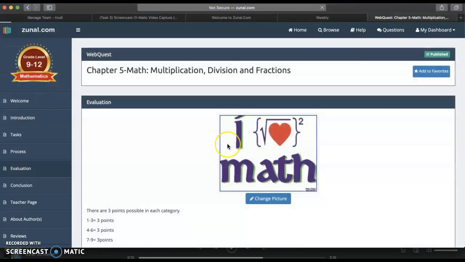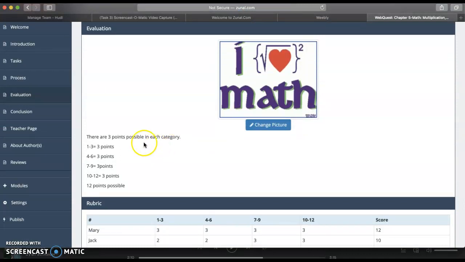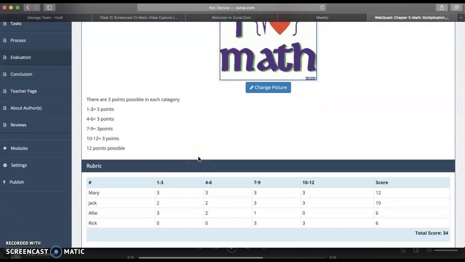The evaluation, so everything will be based off of 3 points. So 1 times 1, if you know that, you'll get a point. 1 times 2, therefore, and so on. Mary did the best. She got a perfect score. Jack got a 10 out of 12, which is pretty good. Allie could use some work, and so can Rick.